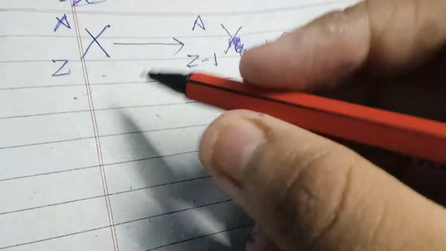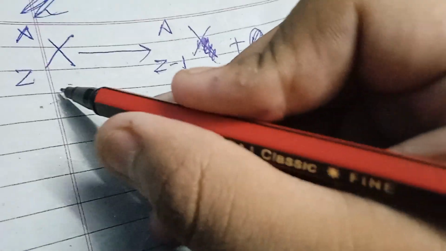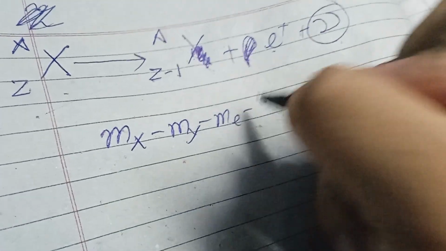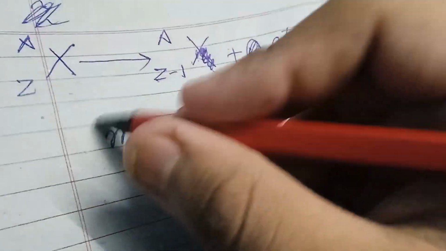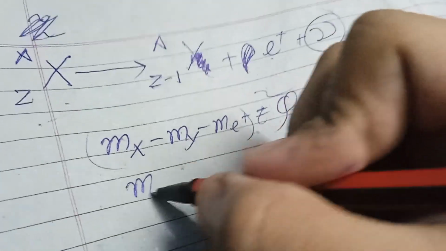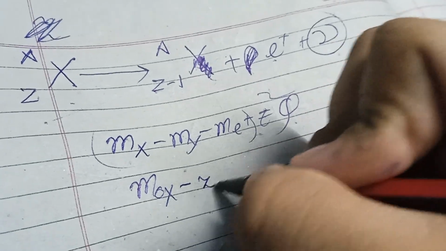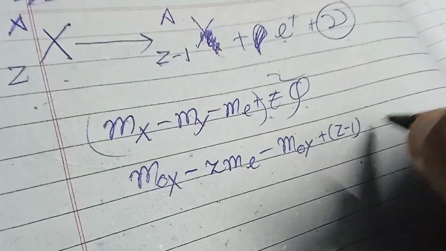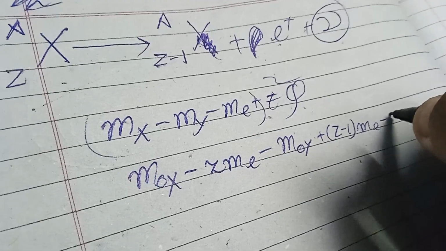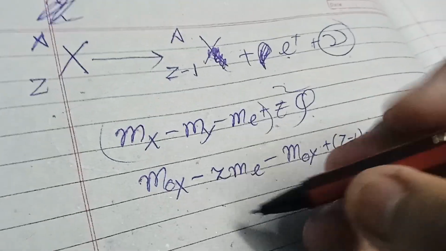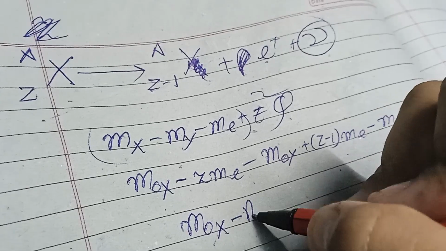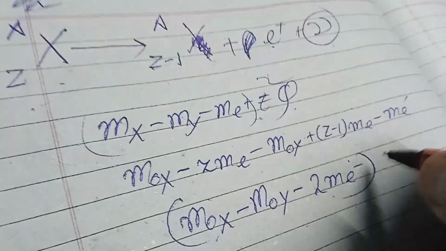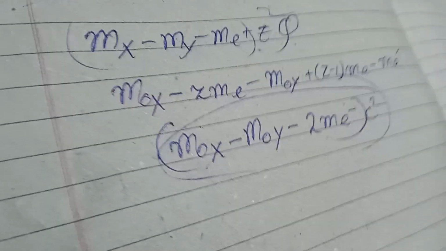Final minus initial, done. Now let's write mass of initial minus products: m of X minus m of Y minus m of electron is Q, into c square, of course. Now m of X is m naught X minus Z times m electron, minus m naught Y plus Z minus 1 times m electron, minus m electron. And here the wonderful thing that happens is a factor of minus 2 m_e is there.